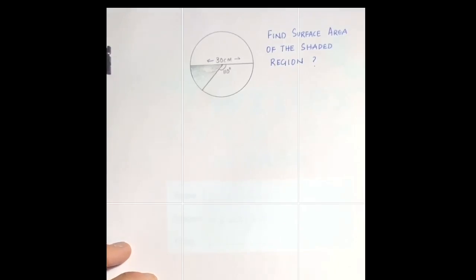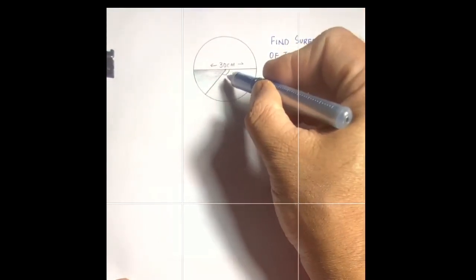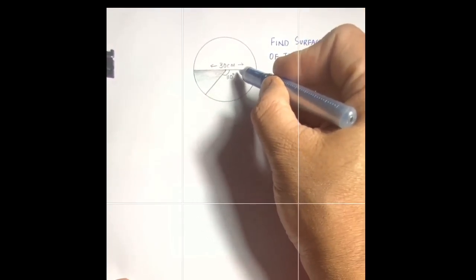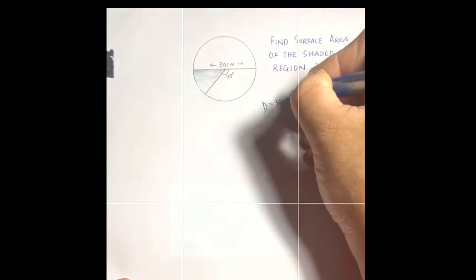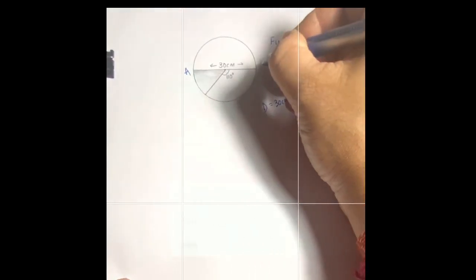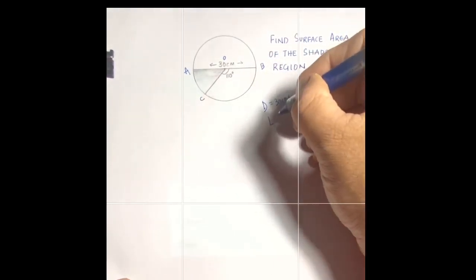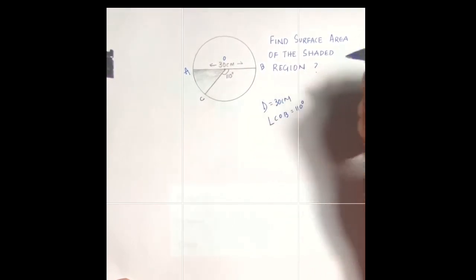In this question, we have to find the surface area of the shaded region. So this is the shaded region. In this shaded region, this angle is 110 and we know the diameter is 30 centimeter. Let's name it as A, B and C, and let the center be O. We know that the angle COB is 110 degree.